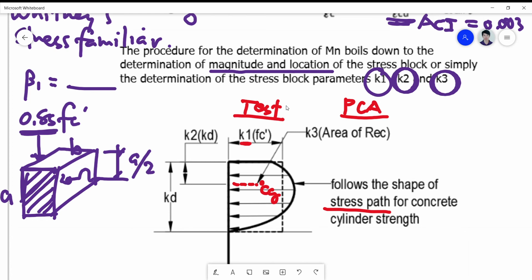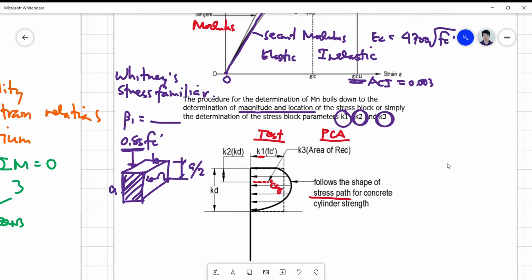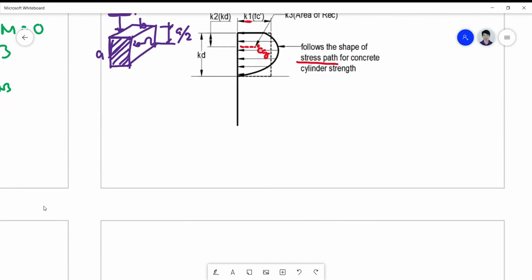So the word approximation is not a good word to define Whitney's stress block. It is a representation. It is a representative of the actual stress pattern because Whitney based the formula beta 1. Kaya niya dinerive yung beta 1 dahil dito sa graph na yan. So that is the reality about it.